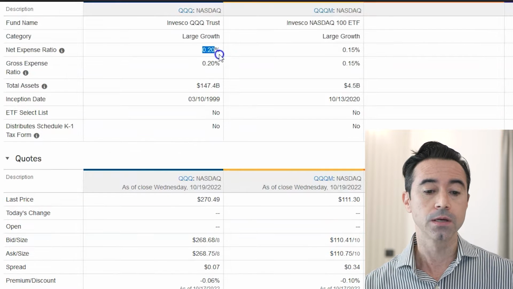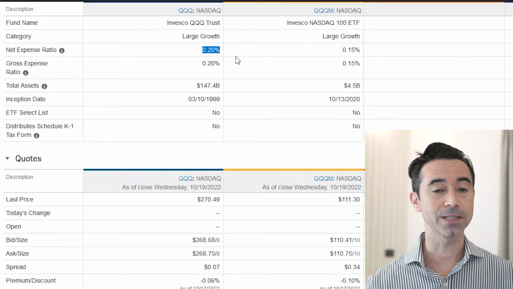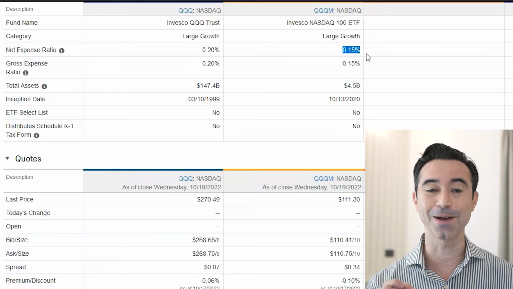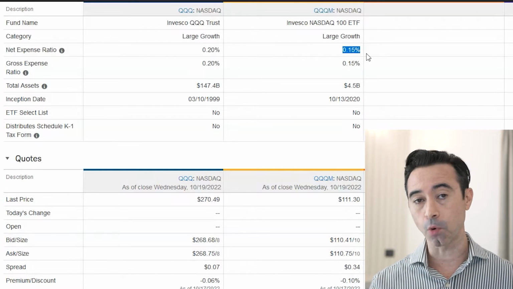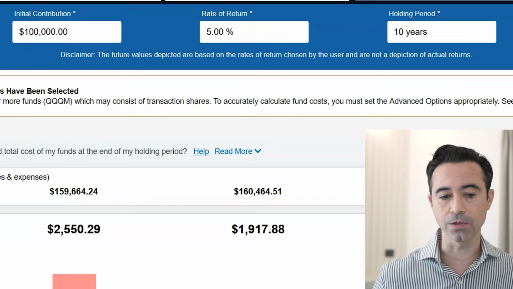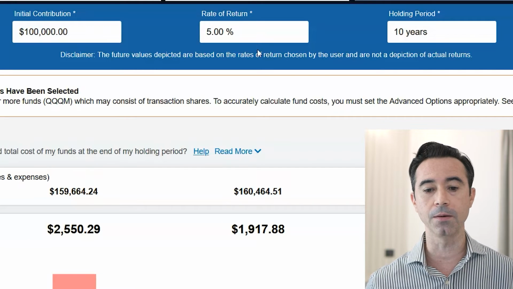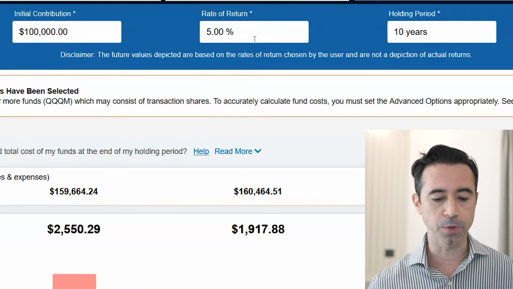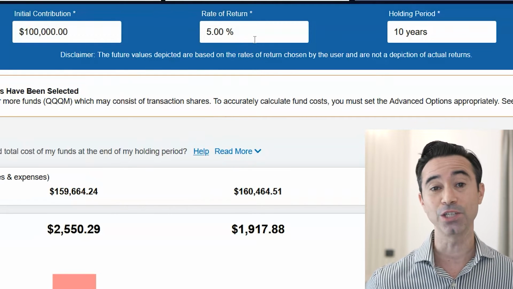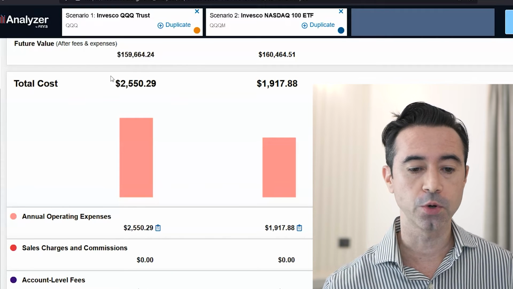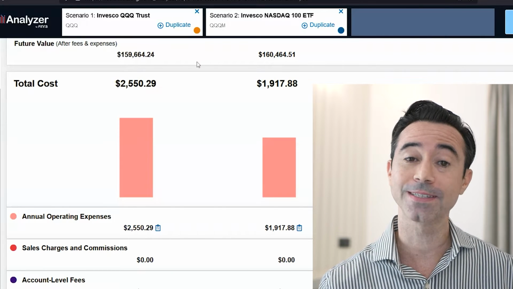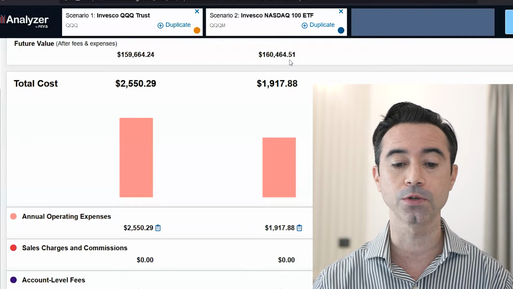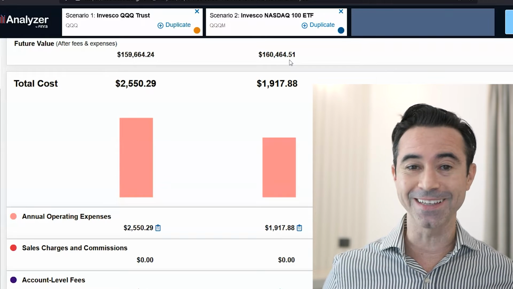Now, the first thing you have here is a different expense ratio, of course. So Triple Q has a 0.20% expense ratio, and then Triple QM has a 0.15% expense ratio. Why is this important? If you had invested $100,000 inside Triple Q and Triple QM, and you made 5% return on that money, and you waited 10 years, how much money would you have paid in fees on each of these? So Triple Q would have grown to $159,664. Triple QM would have grown to $160,464.